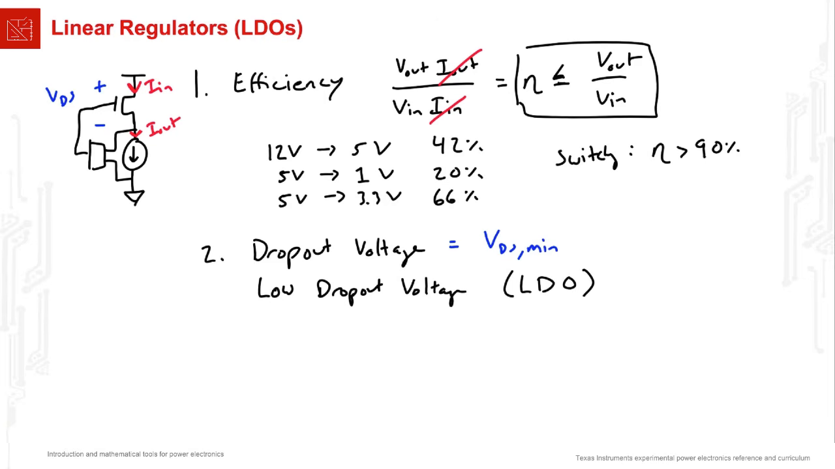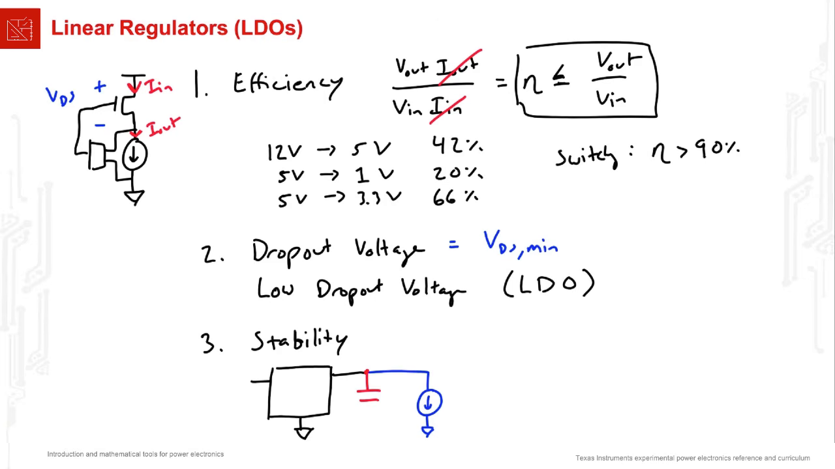The final concept I want to talk about is stabilization, or stability. And the stability of an LDO comes down to its output capacitor. So if I draw a block diagram of an LDO, and I'll draw my load hanging off the end here, the stability of the LDO depends on how much capacitance and what kind of capacitance is connected to the output here.